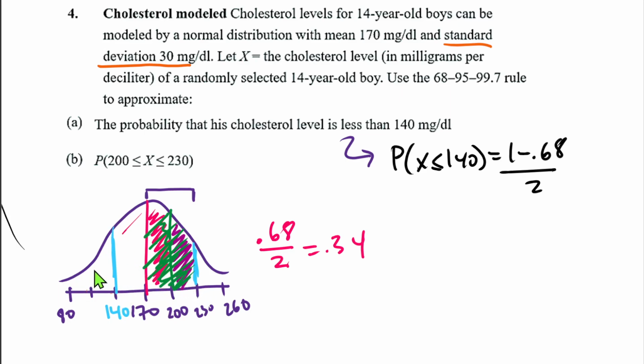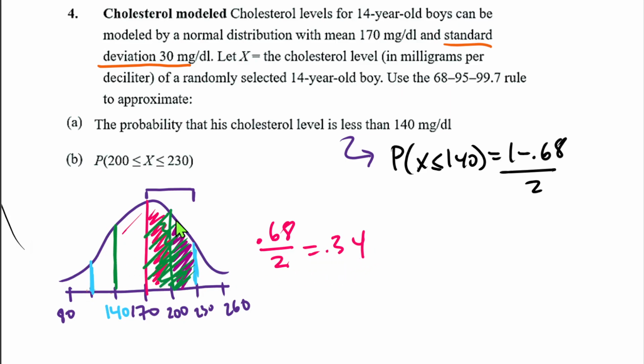Actually, it's a little deceptive to have this line baby blue. The baby blue should be symmetric. So there's 2 standard deviations. That matches. And then let me put a green line here. There's a green line. Okay, so the red area is half of 68, which will be 0.34.